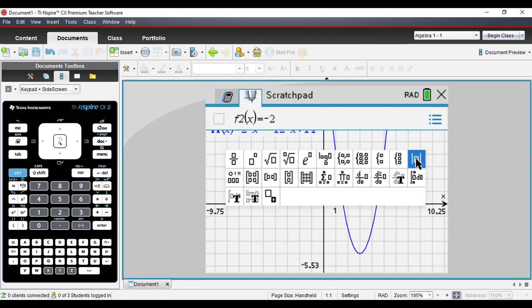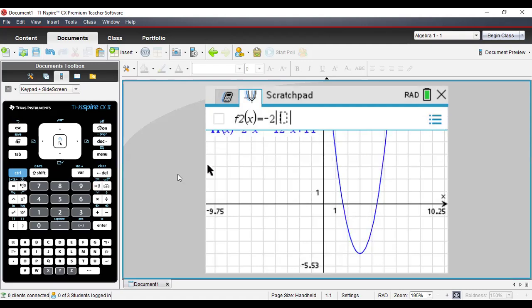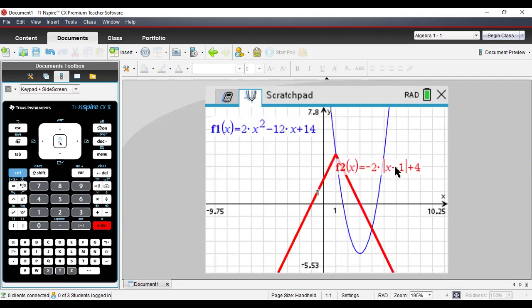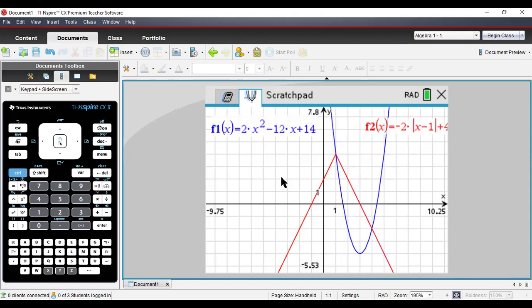I'm going to click here, and you see it brings up the 2 bars, and now I'm just going to finish by typing in x minus 1. Now I need to get outside of the absolute value, so I use the right arrow key, and then I finish by adding +4. Press enter. There's my function. Again, I'm going to move this out of the way. You can see that this particular system has 2 solutions. One of the solutions is here. The other solution is here because that's where they're equal.